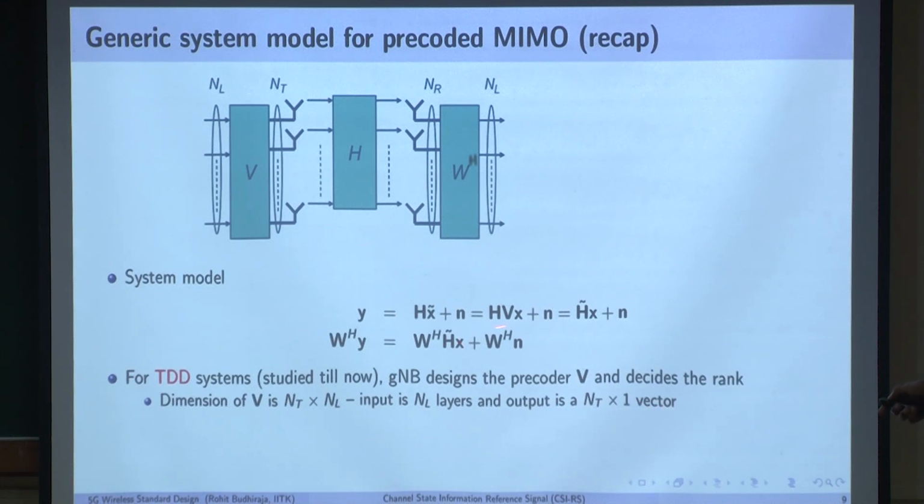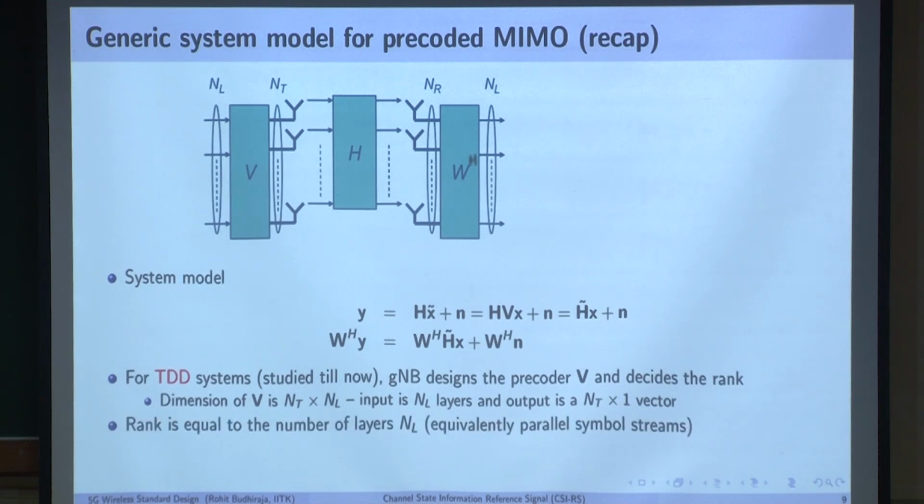The input is NL layers and the output is an NT cross 1 vector. What is the output of this precoder? V of x. This is a vector, and its dimension is NT cross 1. Rank is equal to the number of layers, equivalently the number of parallel streams being transmitted on the same resource element. This is only the recapturing.